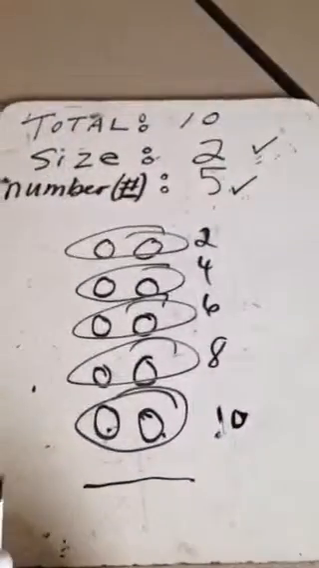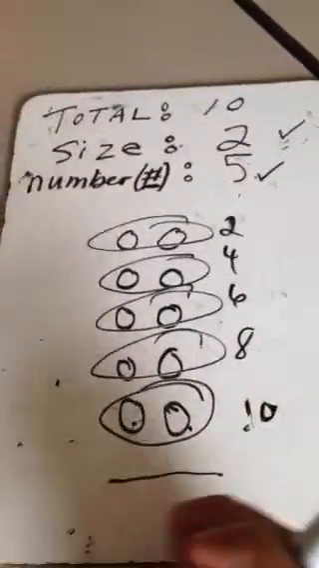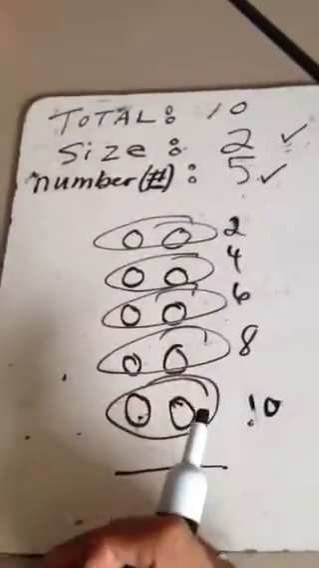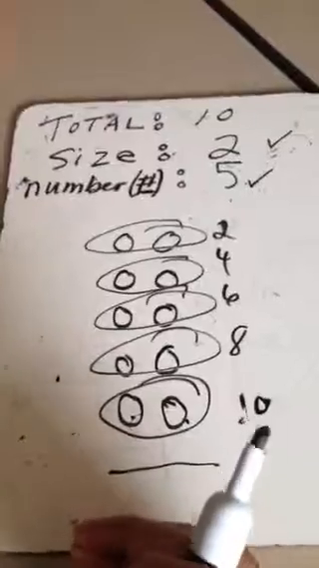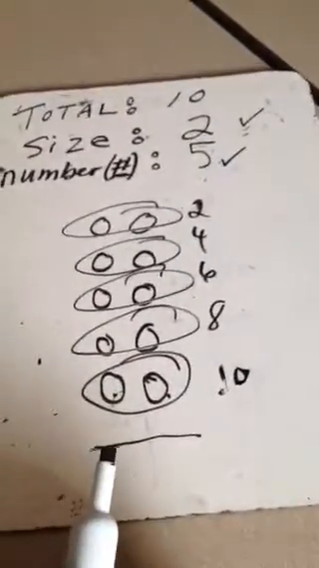You can do that as well. So tomorrow, I'm going to test you. I'm going to give you a total. I'm going to give you the size of the group. How many are inside each group? I'm going to give you the number of the group. And I'm expecting you to know that right now, the number represents how many rows we have.